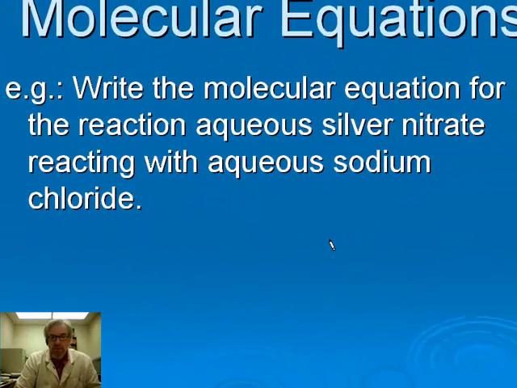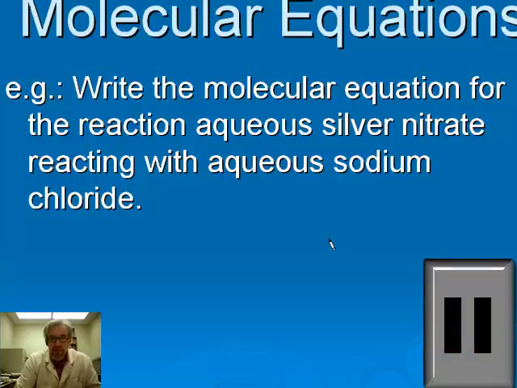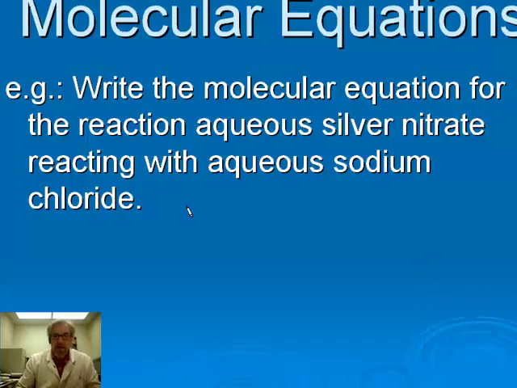Try this one. Write the molecular equation for the reaction between aqueous silver nitrate reacting with aqueous sodium chloride. Stop the video and write this out, and I'll bring you the answer in a little bit. Okay, aqueous silver nitrate would be AgNO3. It's 1 plus, 1 minus, so there'd be an AQ. And aqueous sodium chloride, NaCl, AQ, dissolves in water.